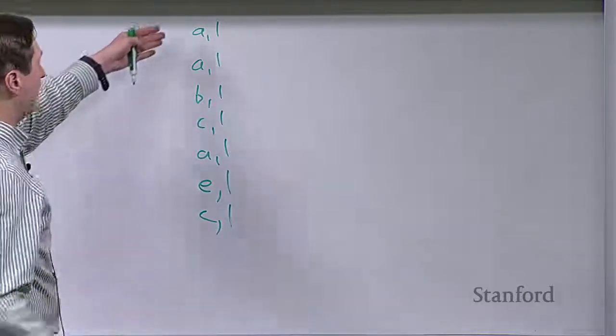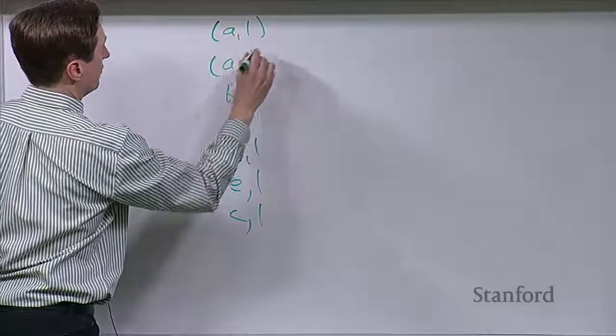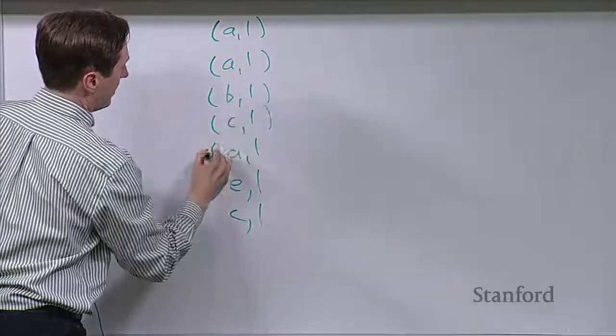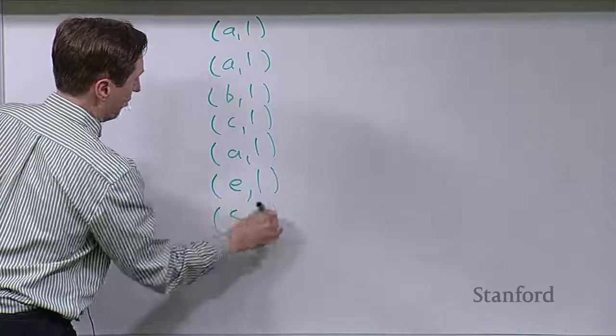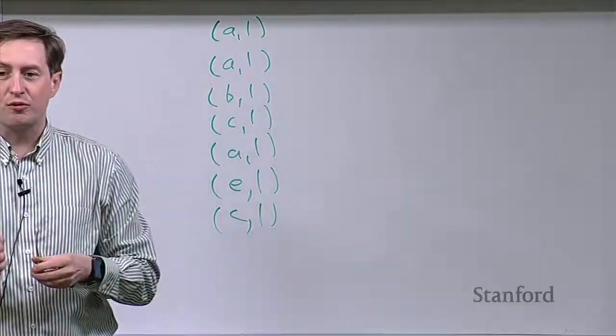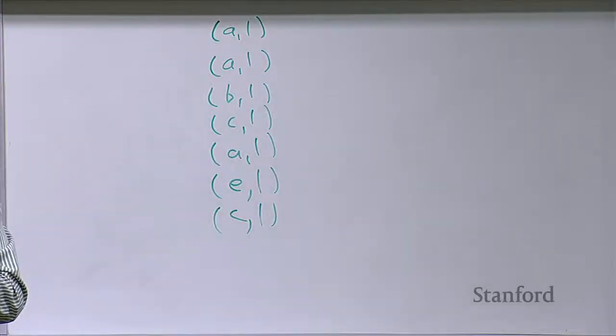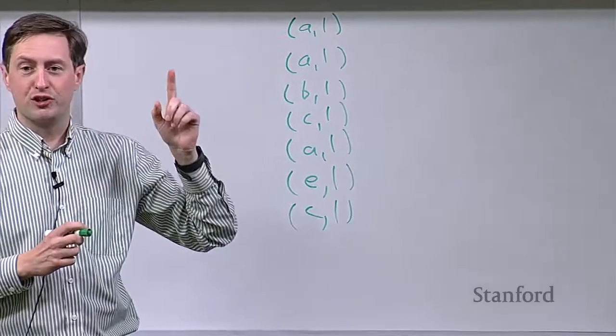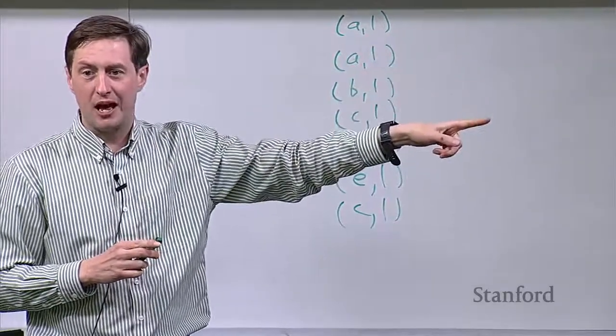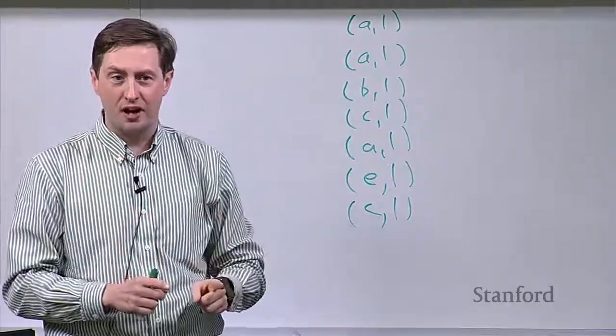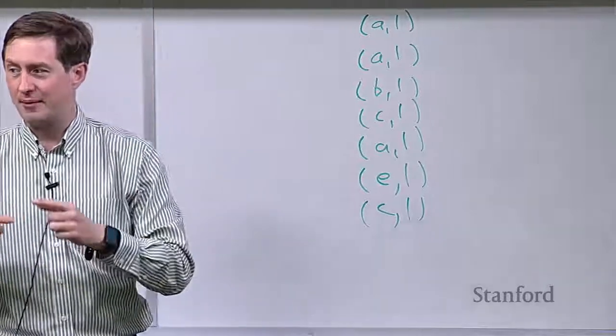So here we are at the RDD of tuples of letter, comma, one, and these are all tuples. When you apply the reduce operation, what it does is it does a group by key, and it applies your reduce operation that you supply to pairs of elements with the same key.